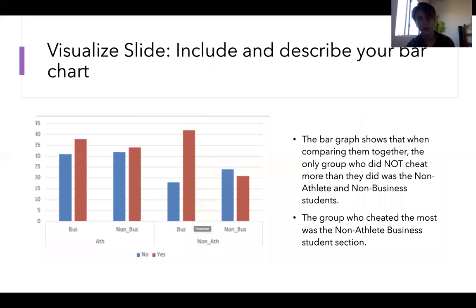With the information that we gained from the pivot table, we were able to create a bar graph. The bar graph shows that, when comparing them together, the only group who did not cheat more than they already did was the non-athlete and non-business students. The group who cheated the most was the non-athlete business student section, as you can see by the red and blue columns. That gives a clear visual as to what the information is showing.